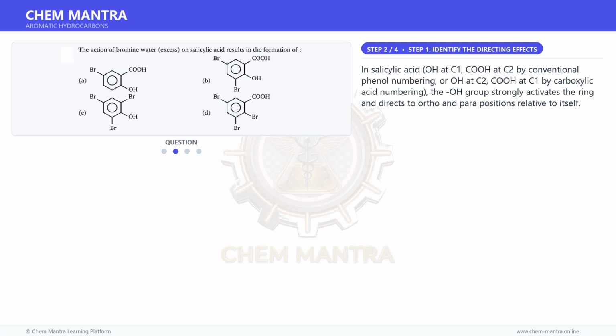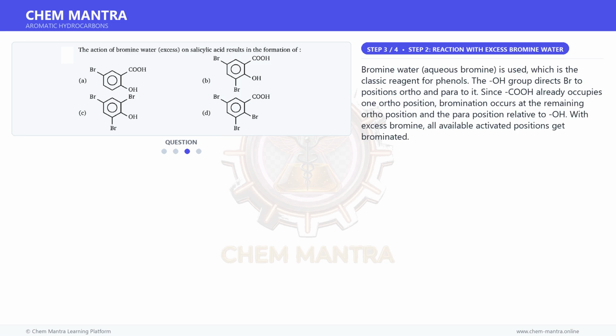Moving on to the next step. In salicylic acid, OH-C1 COOH-C2 by conventional phenol numbering, or OH-C2 COOH-C1 by carboxylic acid numbering, the OH group strongly activates the ring and directs to ortho and para positions relative to itself.